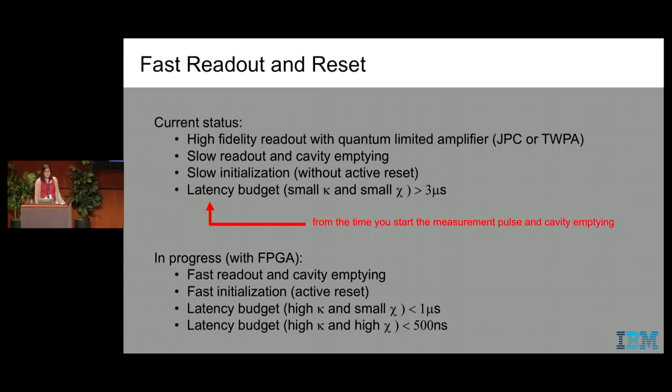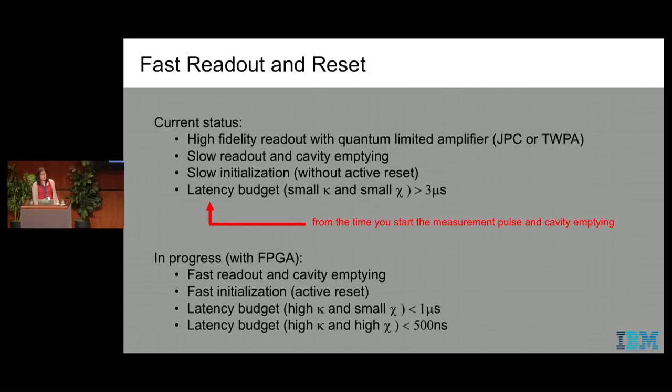So with that, using an FPGA, we could do fast readout and cavity emptying, just by engineering, just changing the kappa and chi. You could also do fast initialization by doing active reset. And here, depending on how we design the kappa and chi, we could have this latency budget be less than 1 microsecond, or with a higher chi, we could actually reach 500 nanoseconds. Using an FPGA, this latency budget would include the time it takes to determine the signal. So you could do an active reset right after this 500 nanoseconds, and then restart a new experiment.